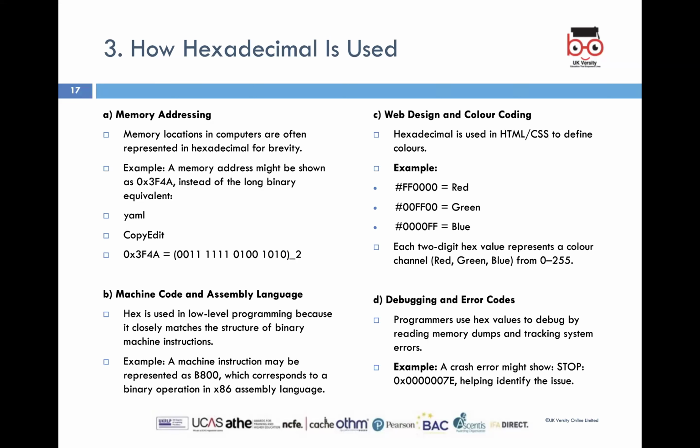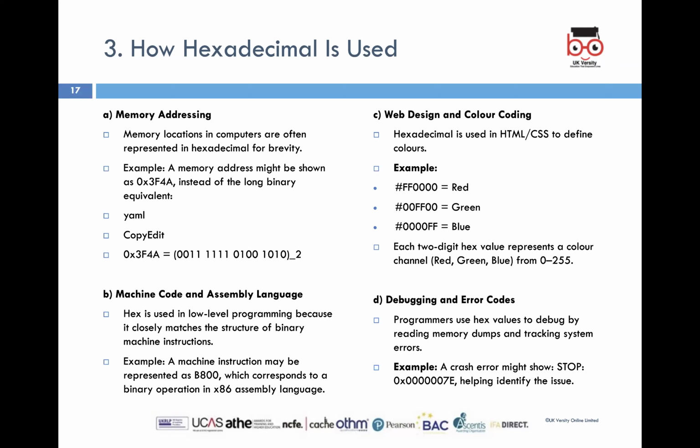Machine code and assembly language. Hex is used in low-level programming because it closely matches the structure of binary machine instructions. For example, a machine instruction may be represented as B800, which corresponds to a binary operation in x86 assembly language.